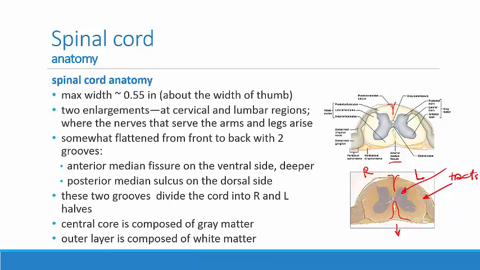This is the reverse of what we see in the brain, where the gray matter is at the cortex and the white matter is deep. Here the gray matter is deep and the white matter is superficial.